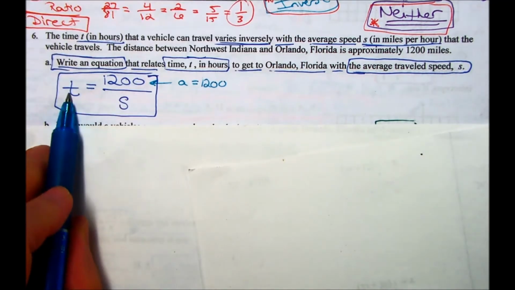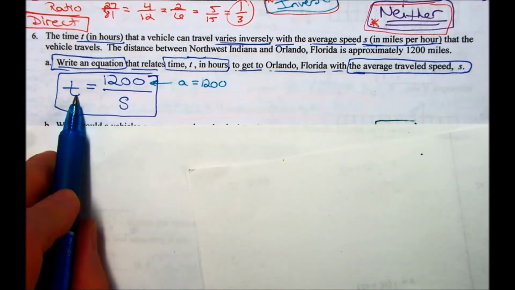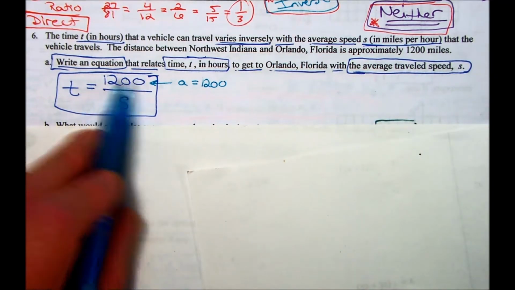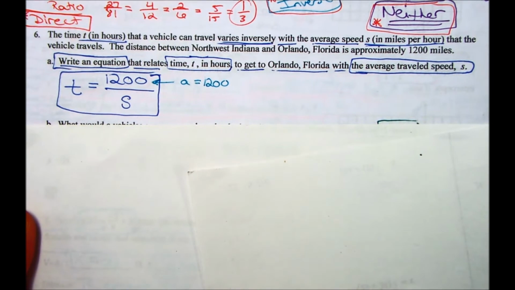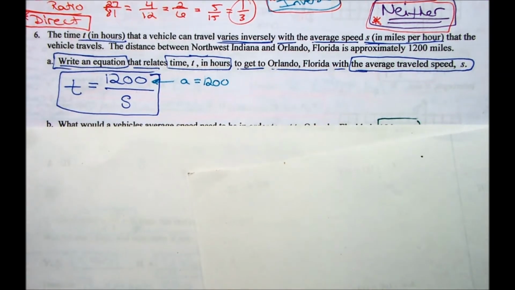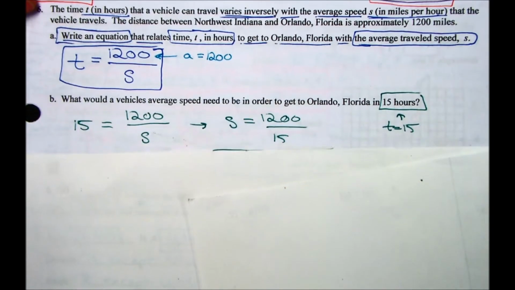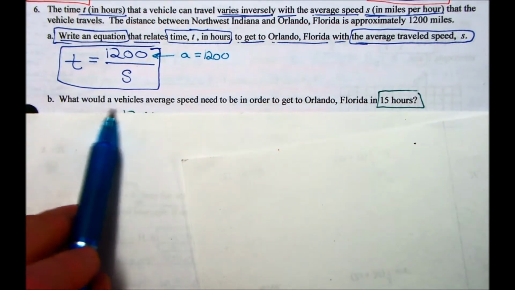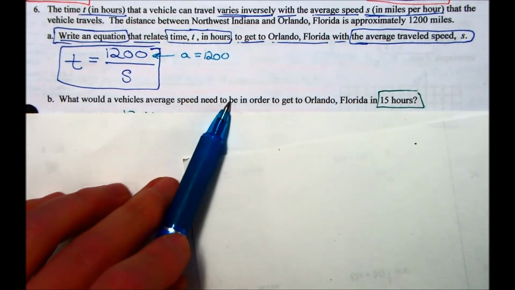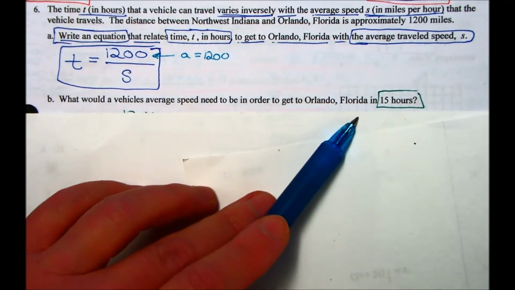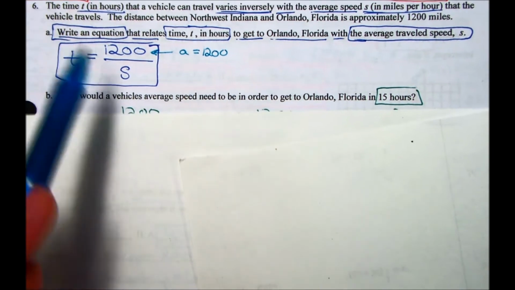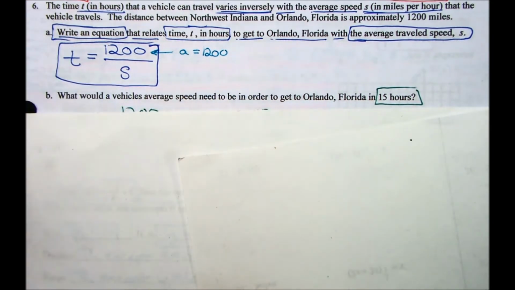So if you take the time times the speed, the time in hours times your average speed, you would get the total miles that you traveled. So that's your equation. So we wrote the equation to represent this situation. Now, what they're asking you to do is basically use the equation. What would a vehicle's average speed need to be in order to get to Orlando, Florida in 15 hours? So the time would be 15.